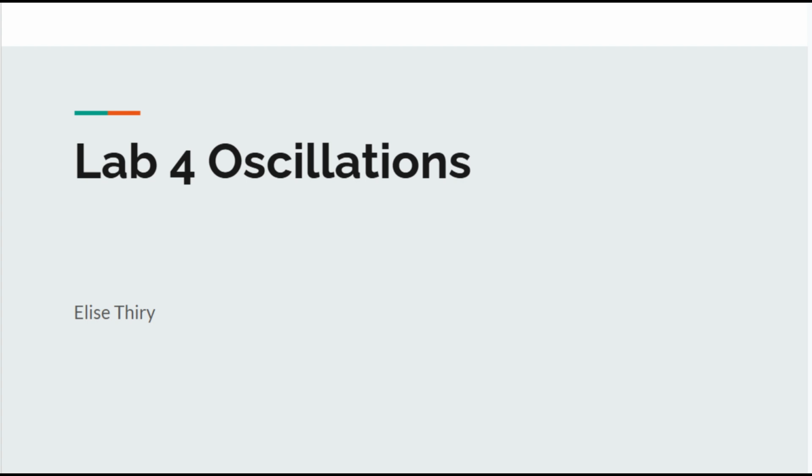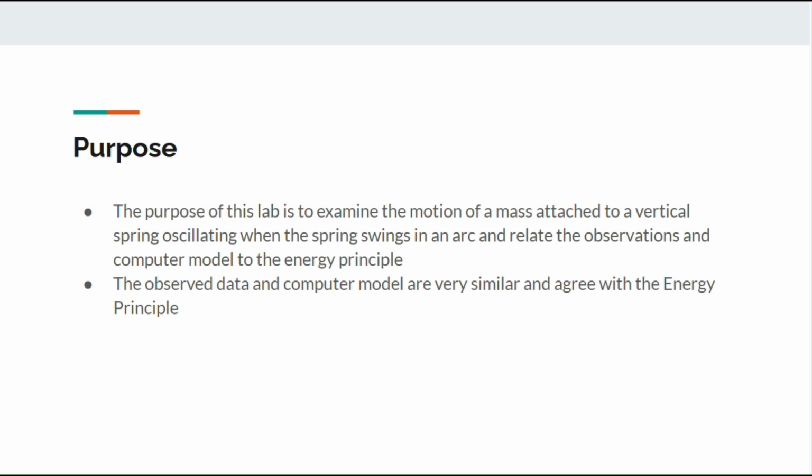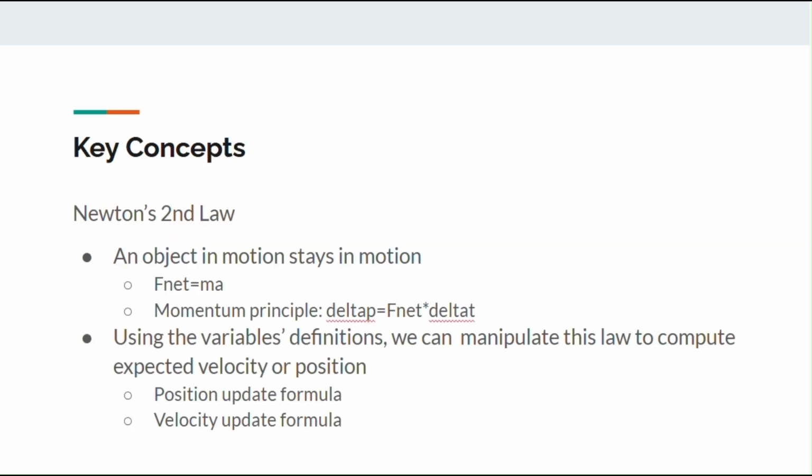Welcome to Lab 4 Oscillations. The purpose of this lab is to examine the motion of a mass attached to a vertical spring oscillating when the spring swings in an arc, and then relate the observations and the computer model made to the energy principle. The observed data from the tracker and computer model are very similar and agree with the energy principle.